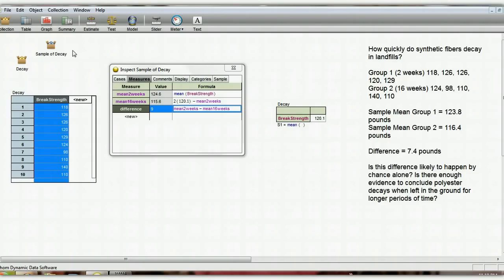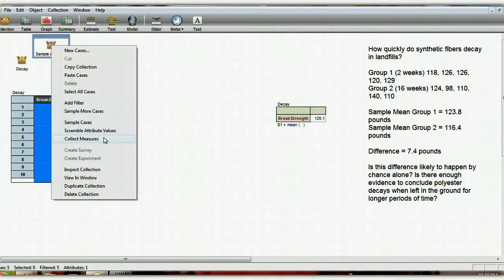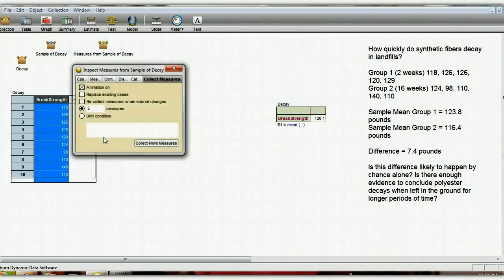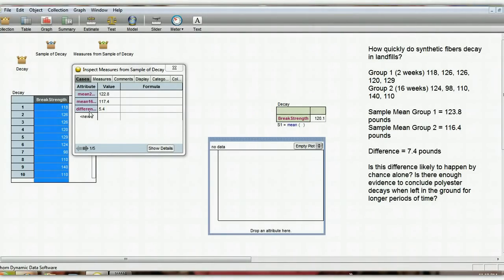Let's actually collect some measures. So I'm going to close this inspector here, and I'm going to collect some measures. So basically the simulation here is randomly selecting 5 values, calculating the mean for those 5 values, and the mean for the 5 values that are left behind, and figuring out the difference between those. And it did that 5 times here. Let's actually take a look at a scatter plot of these differences. Okay, there's our scatter plot of the differences.